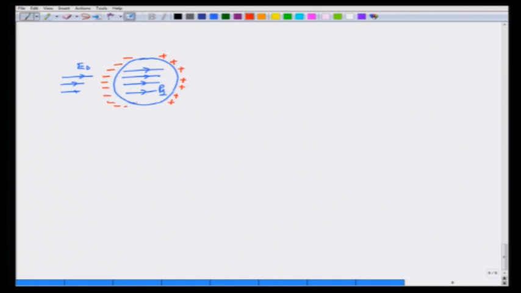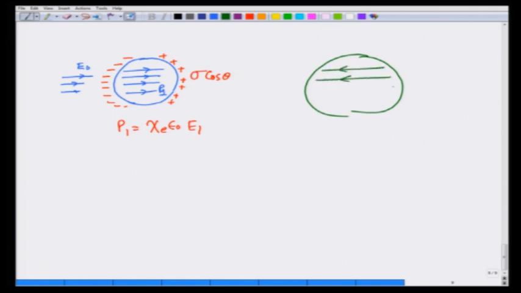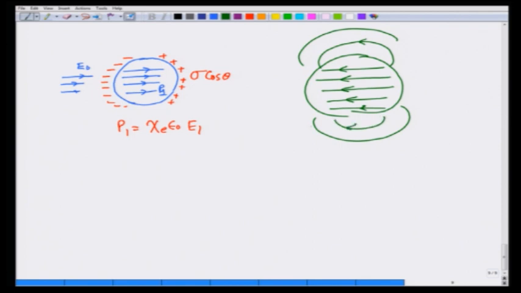And what kind of distribution do I expect? Because P is a constant P, let us call P 1 equals chi e epsilon 0 E 1. So, it is a constant P in the z direction. I would expect the surface charge on this side to be sigma cosine theta. And you recall that sigma cosine theta gives me a uniform field inside the sphere, and outside it will be like a dipole field. I am right now not so worried about the outside field as the field inside, and inside, remember, the applied field is E 0.